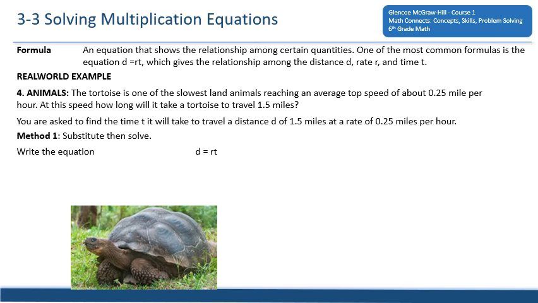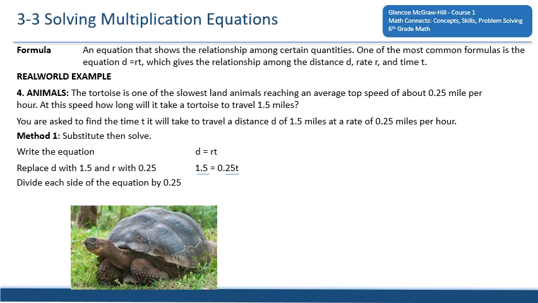So let's write the equation. D equals RT. We know that D is 1.5. We know that rate is 0.25, and we need to find t. So we have 1.5 equals 0.25t. And we know that we need to divide both sides by 0.25 so that we get t by itself. We divide 1.5 by 0.25 and it equals 6. So 6 equals t. So it takes 6 hours for a tortoise to travel 1.5 miles.